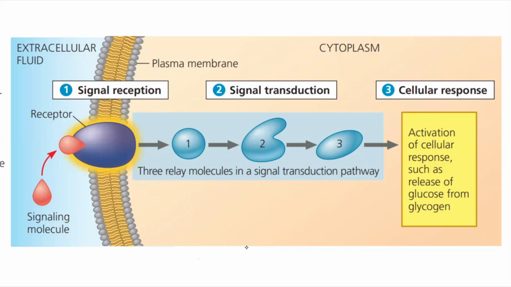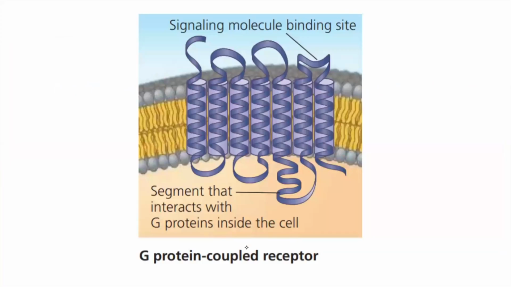So the cell has been given information and now it has to decide what to do. And they're giving an example here. So the release of glucose from glycogen is an example of that. Okay, so those are our 3 steps.